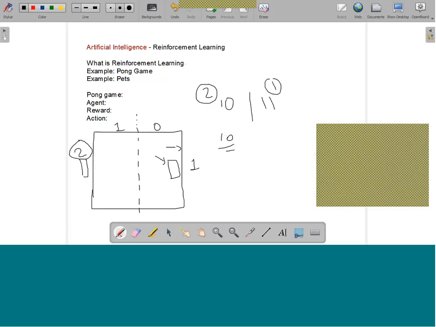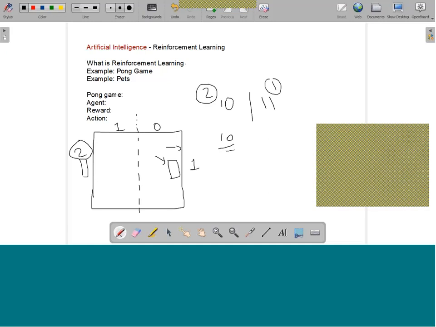Can anyone tell me, will just one movement be sufficient, or do we need a sequence of movements for this game? Yes, sequence of movements. Good. Why a sequence of movements? Because you have to get the reward. You have to increase the score, and after increasing your score, then you will win. So understand carefully here.